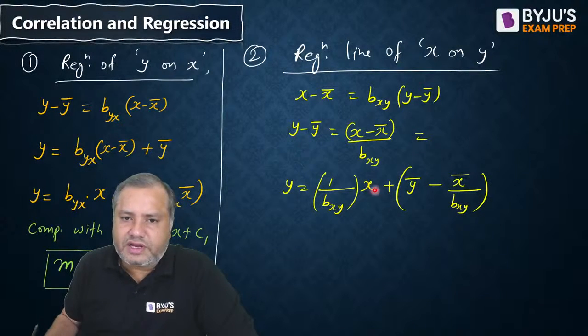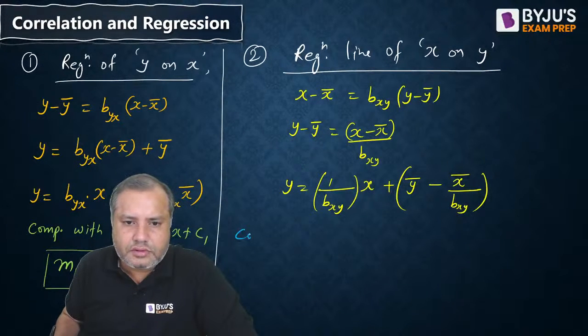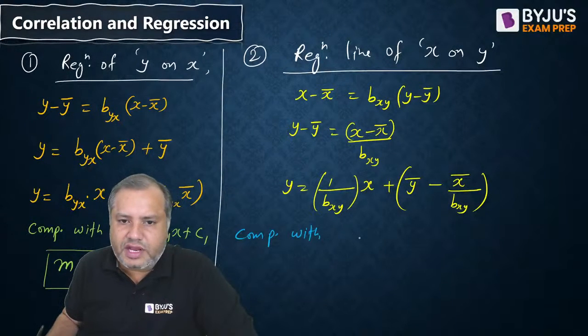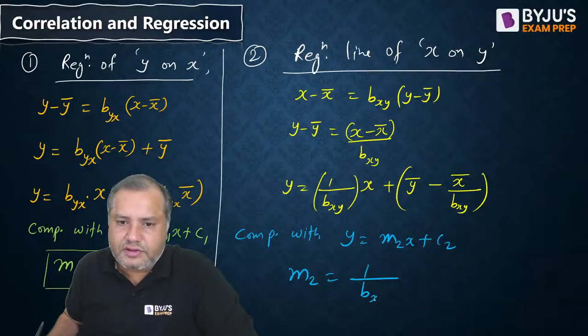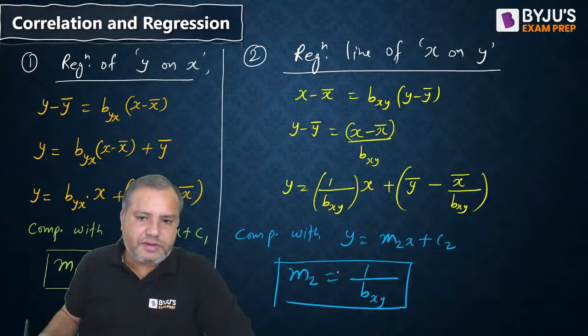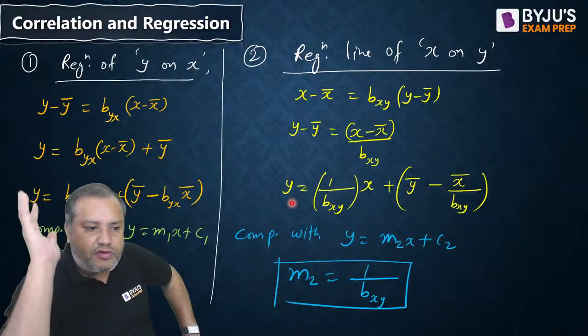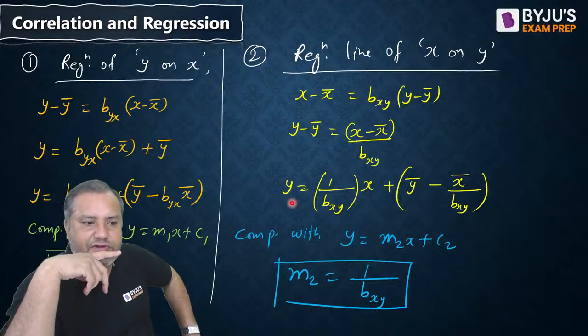So students, we can clearly say that if we compare it with the equation of a line, y equal to m2 x plus c2, m2 will be 1 upon bxy. Comfortable? So we have got the slopes of the two straight lines. Comfortable?